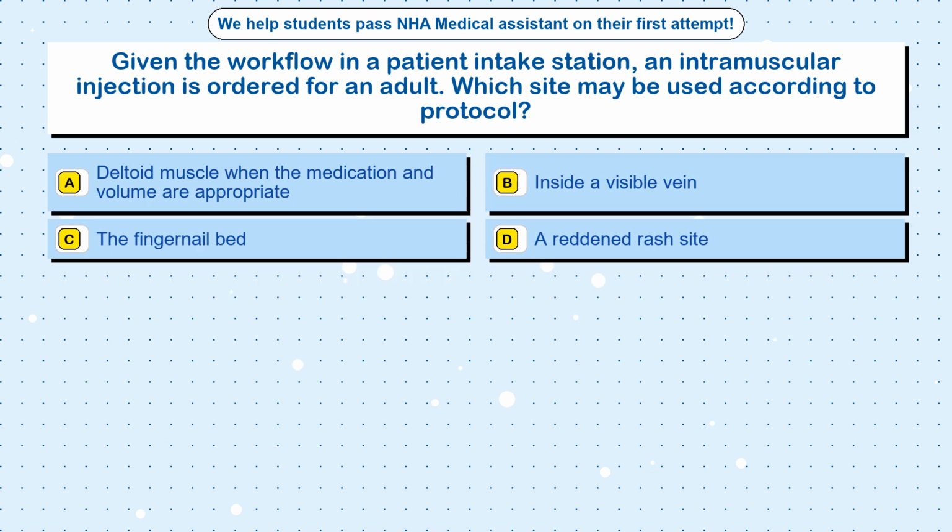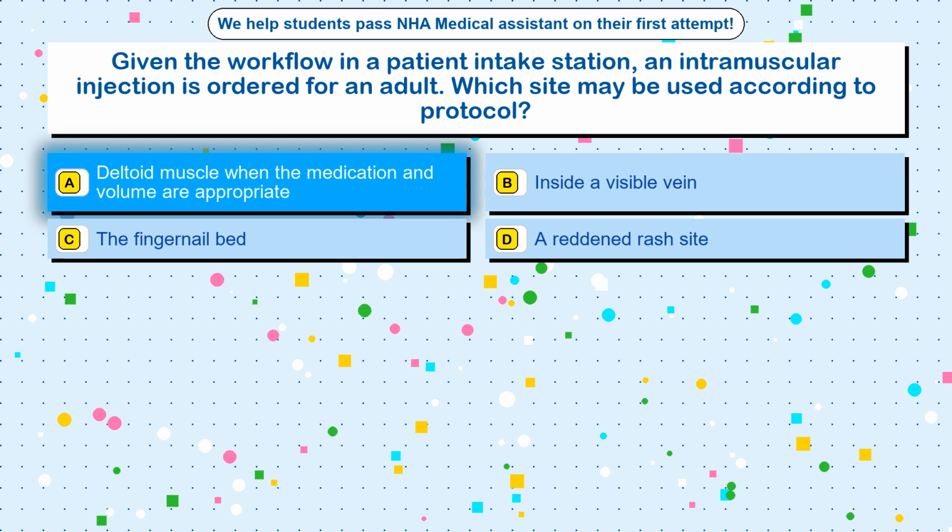Question 84. Given the workflow in a patient intake station, an intramuscular injection is ordered for an adult. Which site may be used according to protocol? Option A, deltoid muscle when the medication and volume are appropriate. Option B, inside a visible vein. Option C, the fingernail bed. Option D, a reddened rash site. The correct answer is option A, deltoid muscle when the medication and volume are appropriate.